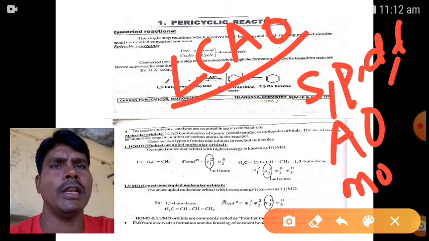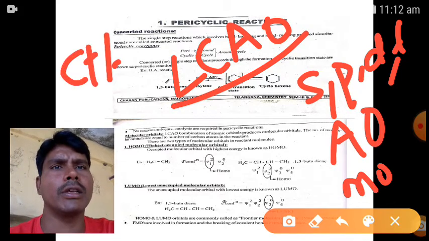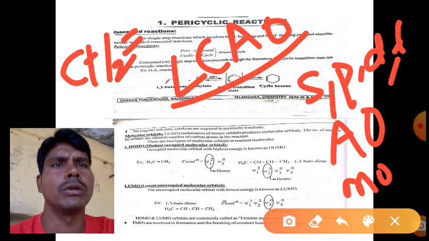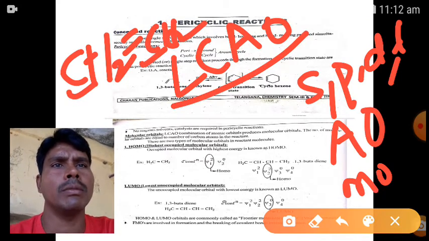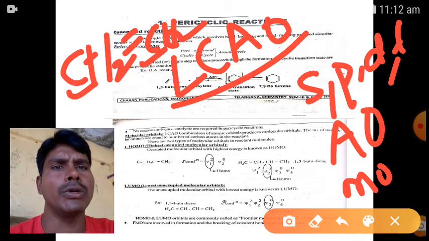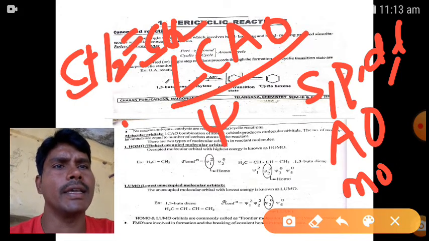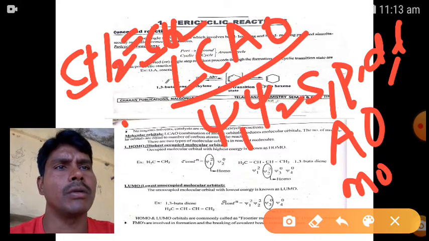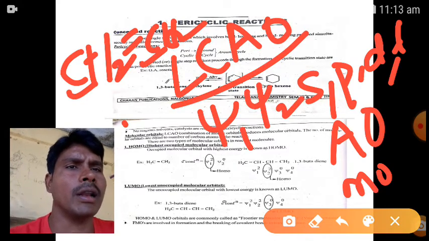For example, take the ethylene molecule, CH2 double bond CH2. Here two carbons, two atoms are there. So two atomic orbitals produce two molecular orbitals. These molecular orbitals are indicated with the letter psi: psi 1 and psi 2. These are molecular orbitals.